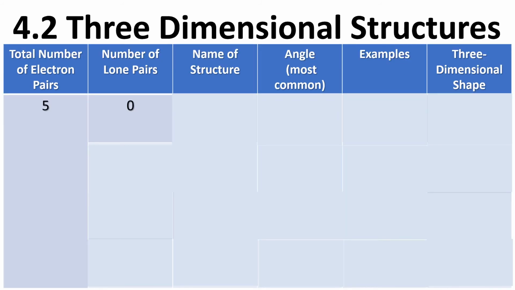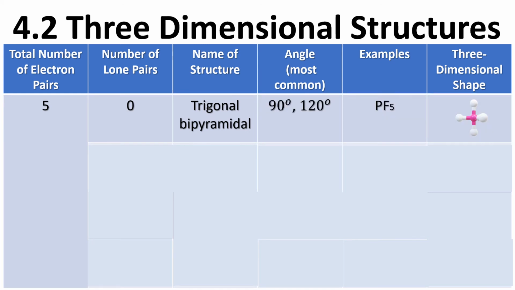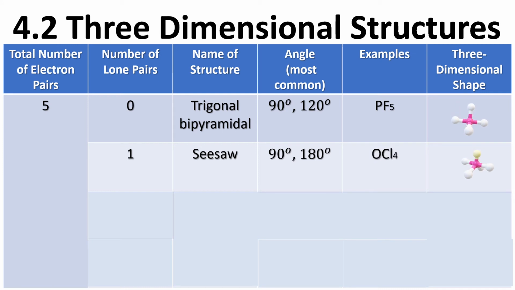Going all the way up to 5 electron pairs, we end up with something called trigonal bipyramidal, and we actually have 2 bond angles here. It's just kind of difficult for us to put everything in perspective in one plane. So there's a couple of different angles: we've got 120 and 90. If you have 1 lone pair, you get what's called a seesaw, and you can see how our shape is just slightly different there.